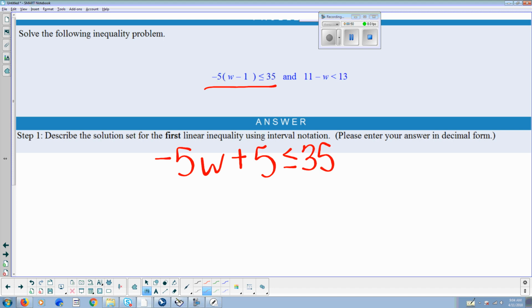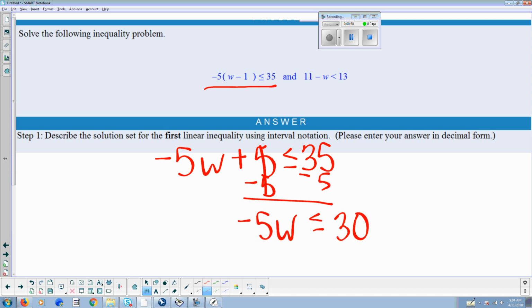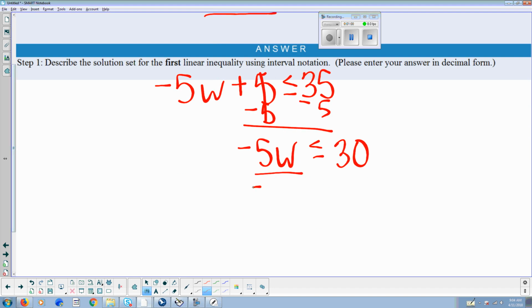Solving the inequality, we're going to subtract a 5 on both sides, giving me negative 5w is less than or equal to 30. And then I'm going to divide by negative 5. What happens anytime we divide by negatives? Flip the inequality around. So instead of less than or equal to, we get greater than or equal to. 30 divided by negative 5 is negative 6. So w is greater than or equal to negative 6.